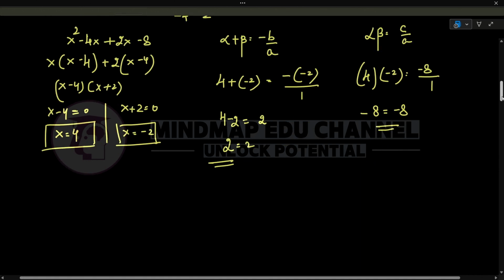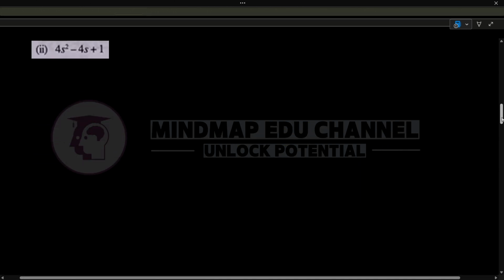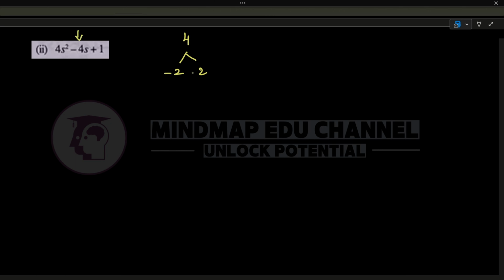Let's move to the next question, that is 4s square minus 4s plus 1. Now here you have to find the factors of 4. So 2 2s are 4, but the middle term is minus 4. That means by adding I should get minus 4. So it will be minus 2 minus 2.